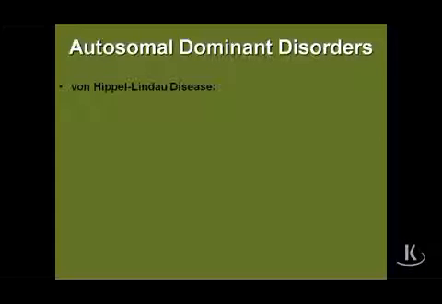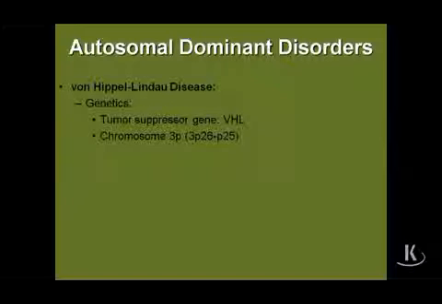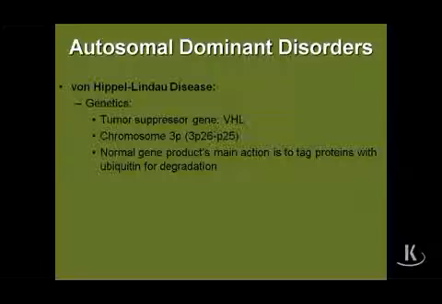A rare condition except on the USMLE, and you'll see why in a moment, why it's going to be asked, is von Hippel-Lindau disease. The genetics involves the tumor suppressor gene VHL, for von Hippel-Lindau disease. This is a tumor suppressor gene located on the short arm of chromosome 3, and its normal gene product is to tag proteins with ubiquitin for degradation.